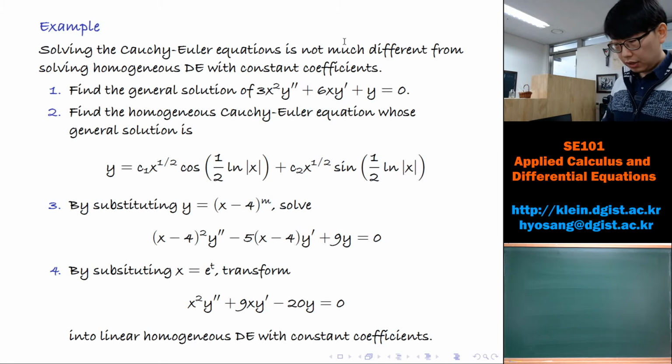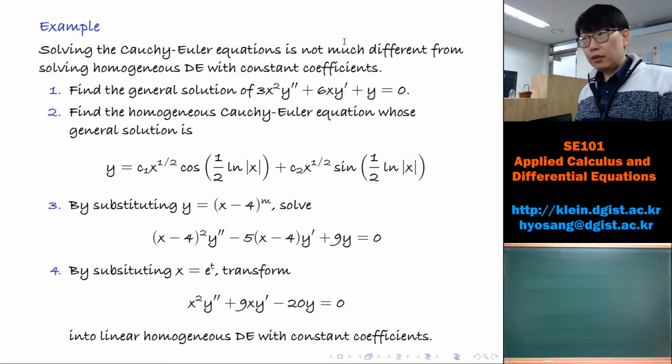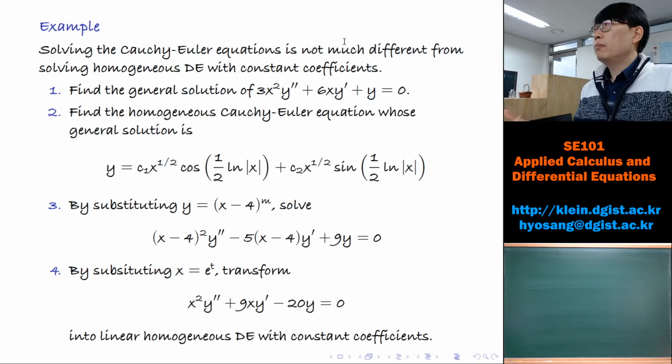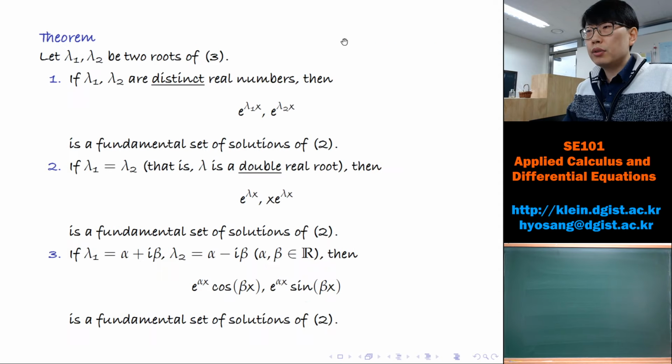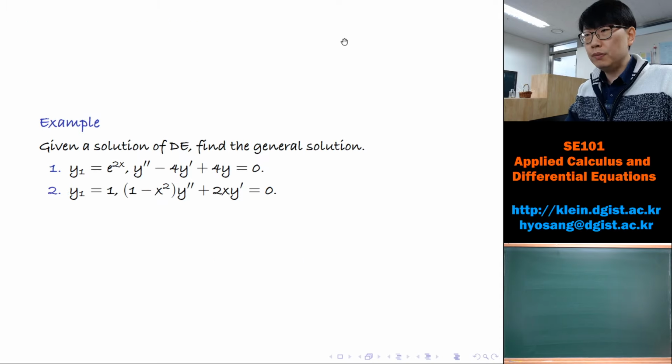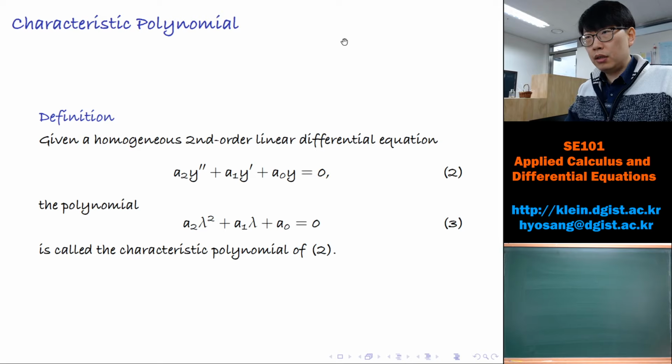Let's start today's material. Last time we learned some methods of solving differential equations. One of them is reduction of order, which tells you the second fundamental solution if you know the first fundamental solution. We also learned the characteristic polynomial, which solves the second order linear differential equation with constant coefficients.